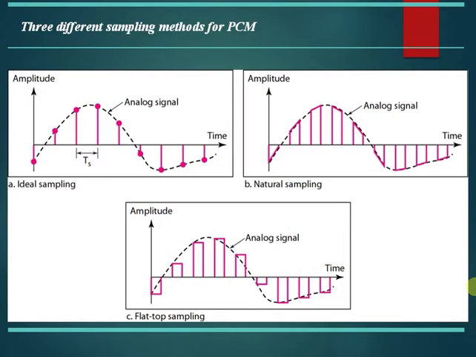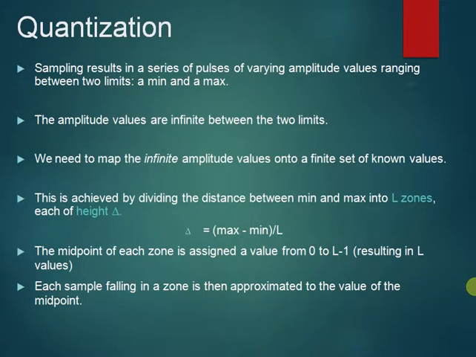So we go for flat top sampling, in which the same amplitude level is maintained over the entire sampling interval, which is shown in the diagram above. Once we sample it we get a fixed value. Now in quantization we convert these fixed values into rounded off or predefined values as shown below.